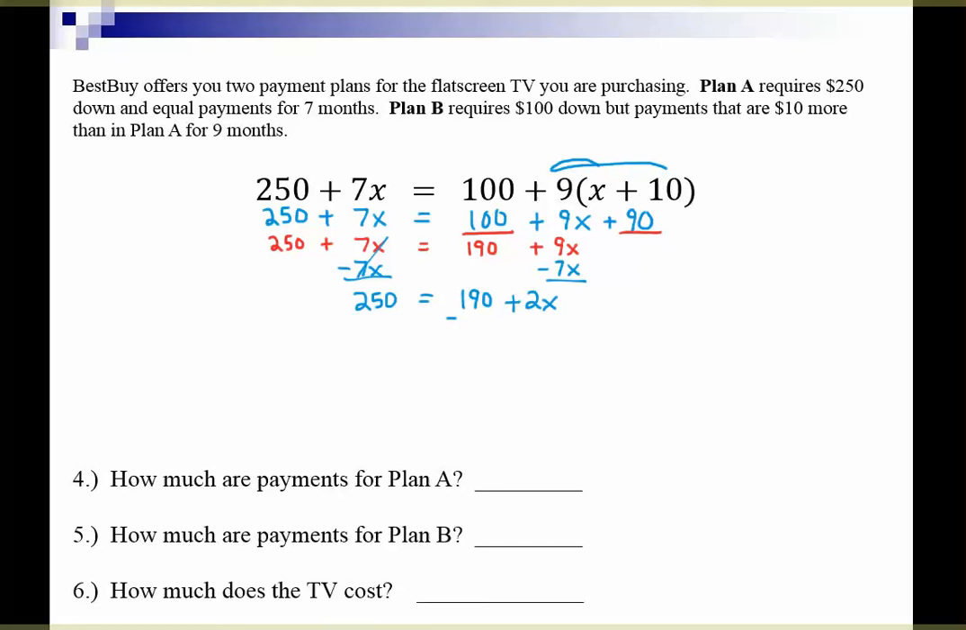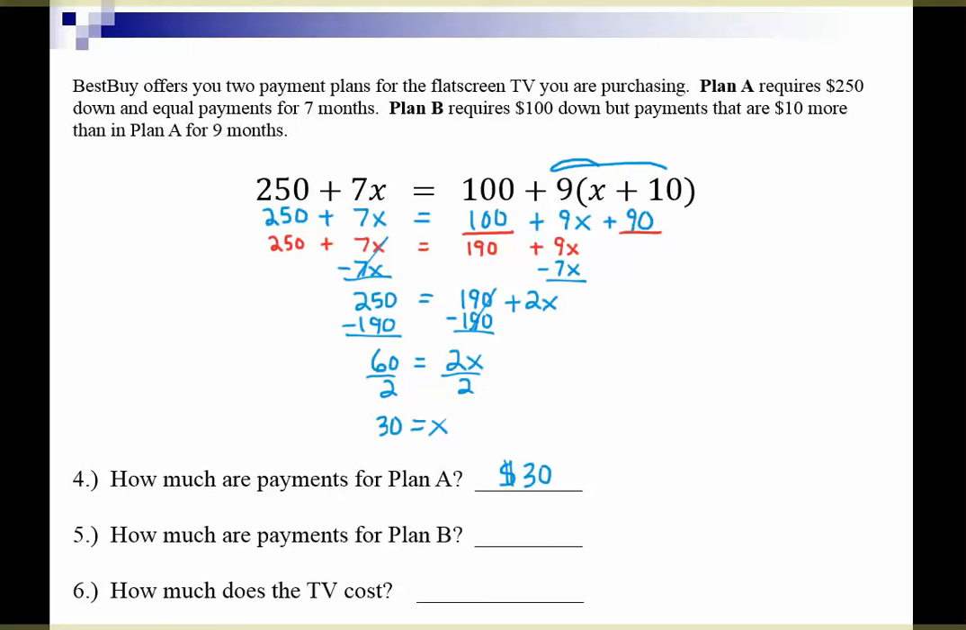We're going to get rid of our loner. So taking away 190 from both sides. And we're left with 60 equals 2x, basic one-step equation, divide by 2, and we come up with 30 equals x. Maybe I should make that look a little bit nicer. So what does that mean? Well, remember x was the amount of payment in Plan A, so that's $30. It's a reasonable answer. Okay, $30 a month for Plan A.